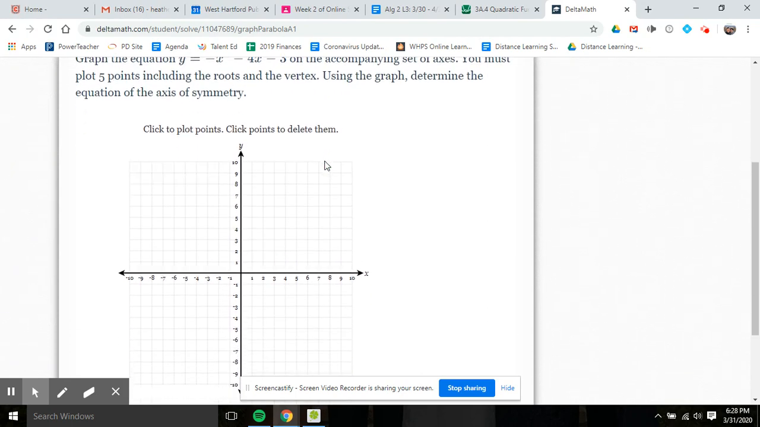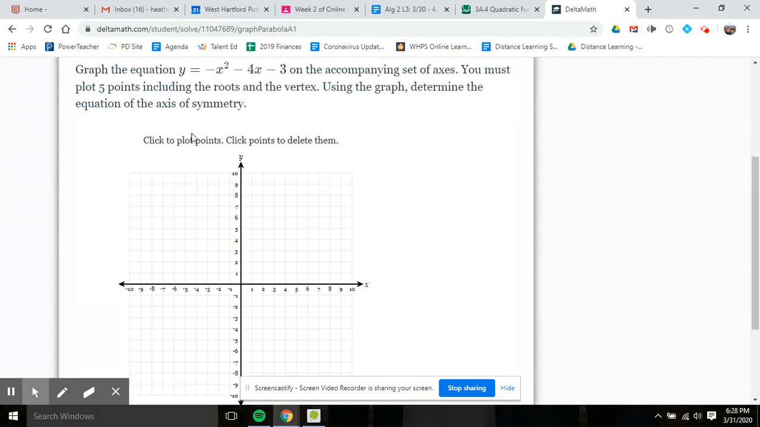So I'm going to start with the equation of the axis of symmetry for this one, which is where I always start a graph. The axis of symmetry would be 4 over 2 times negative 1, so that would be 4 over negative 2. That's negative b over 2a. So 4 over negative 2 would be negative 2. I'm honestly just going to start with a point right there. I can delete it by clicking on it again, but I know that my axis of symmetry is at negative 2.